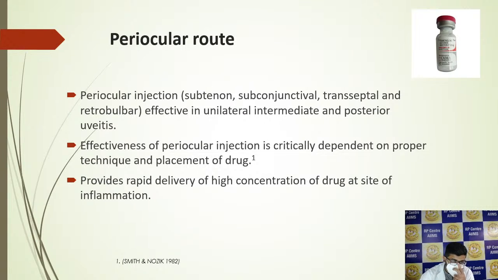So I'll be discussing the periocular route now. Periocular injection can be either subtenon, that is posterior subtenon, also PST, or subconjunctival, transeptal, or retrobulbar. These are effective in a unilateral intermediate or posterior uveitis. The effectiveness of periocular injection is critically dependent on the proper technique which you use and also where you place the drug. The advantage is it provides rapid delivery of a high concentration of the drug at the site of inflammation.